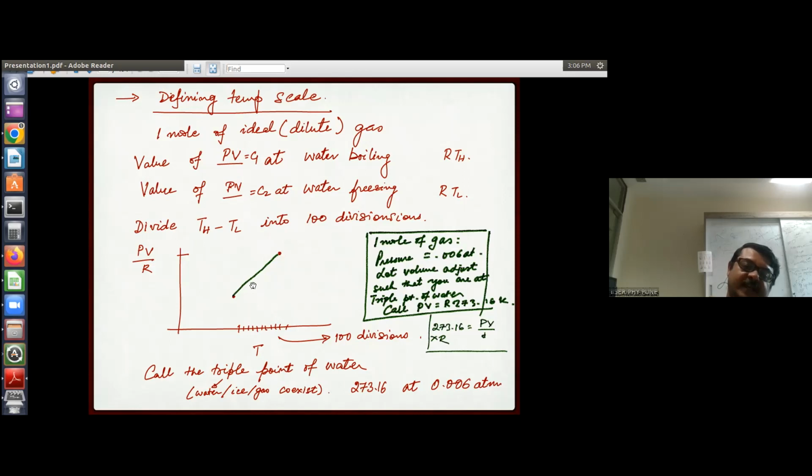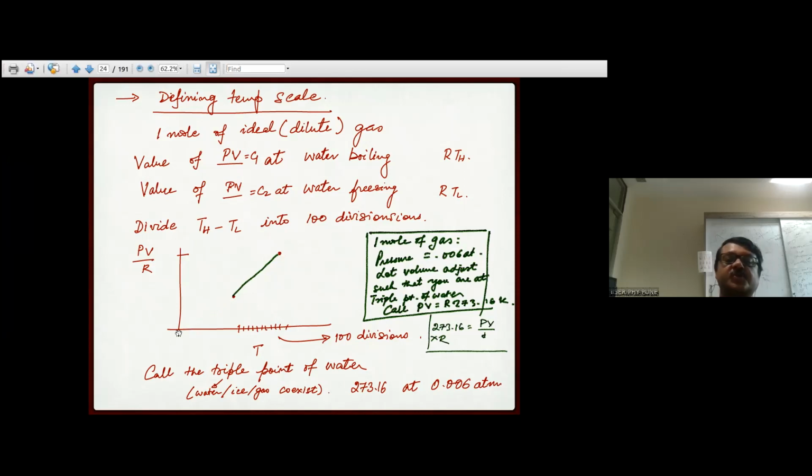And if you draw this line back, you will see that pressure goes to 0 at minus 273.16 degrees, in terms of centigrade. So basically, the temperature at which pressure goes to 0, assuming this is a straight line. Now, this is an assumption. Of course, the gas, if you lower its temperature, is going to become a liquid, but you are doing this experiment in ideal gas conditions, right?